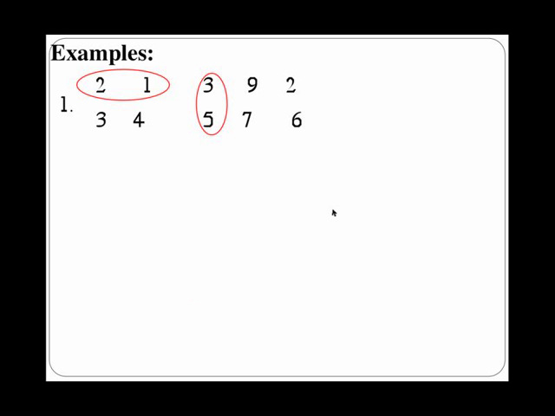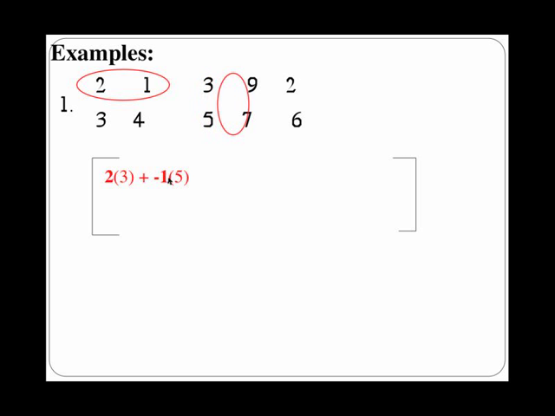We take the rows of the first matrix and multiply them by the columns of the second matrix. So our first answer is going to be 2 times 3 plus 1 times 5. What we're going to do is take the first number in the first row and multiply it by the first number in the first column, and add it to the second number in the first row times the second number in the first column. So again, we're multiplying the rows by the columns and adding the result together. And that's going to be the first number in your answer matrix.